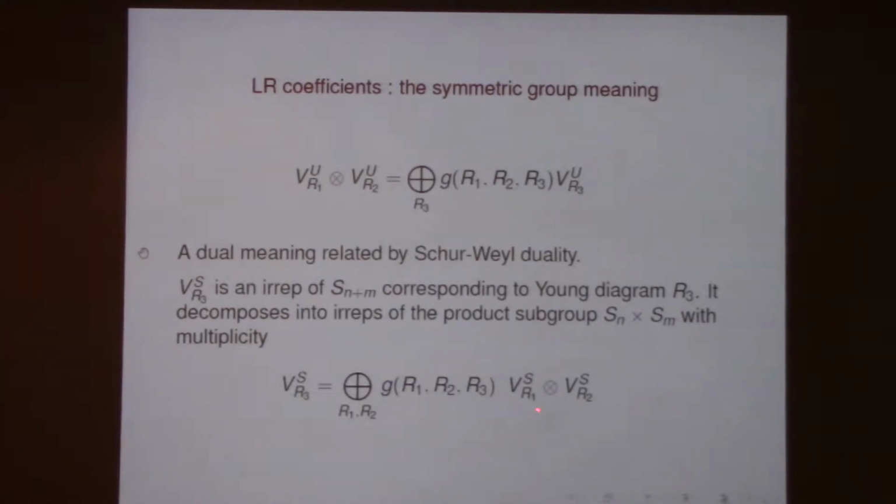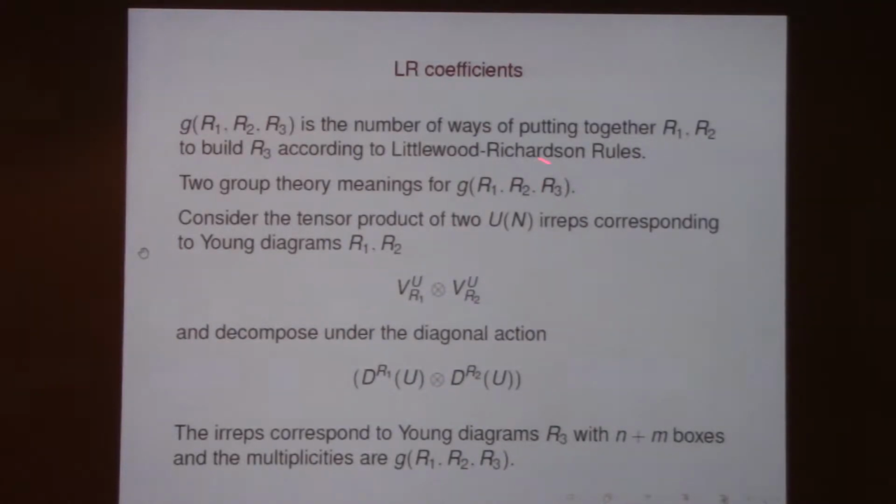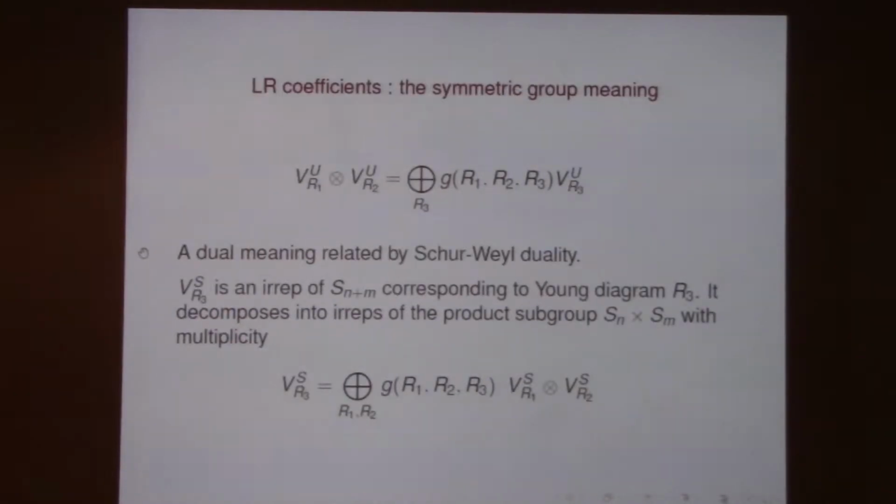So the subgroup representations are given by pairs of Young diagrams, and the multiplicity of that is given by the Littlewood-Richardson coefficient. So the same number, which has a role in the tensor product of U(N), also has a role in reduction of S(n+m). That's just a mathematical fact. It follows from Schur-Weil duality.